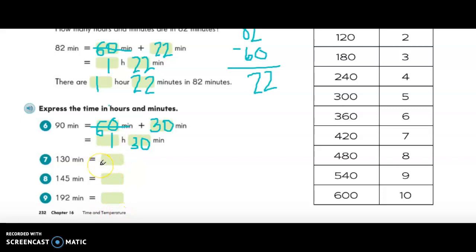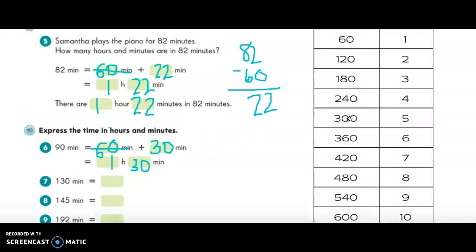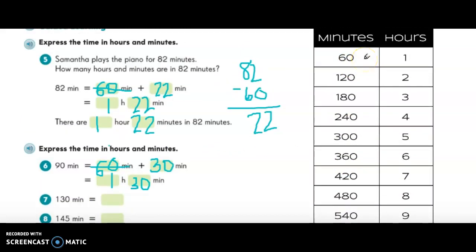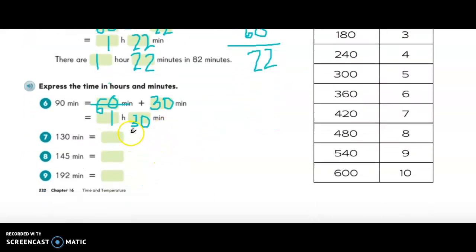Alright, the next one, 130 minutes. Let's go over to our chart. We can pull out 60 minutes, that would work. Then we want to keep going until we are almost going over. So 120 minutes, that still works because we started with 130. 180 does not, that goes over. So we're going to stick with this 120 minutes. We're going to separate 120 minutes.